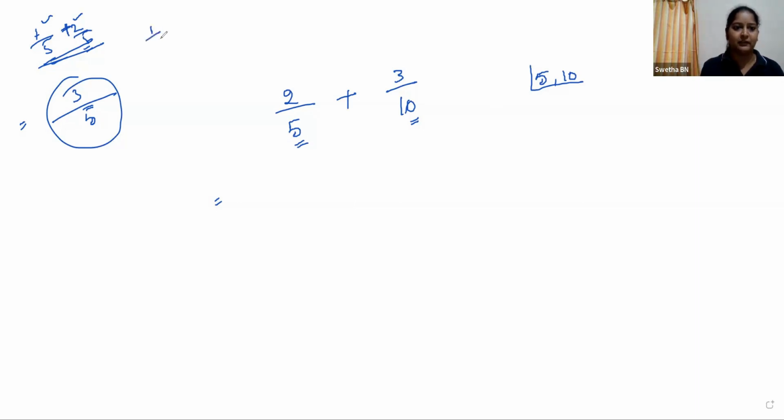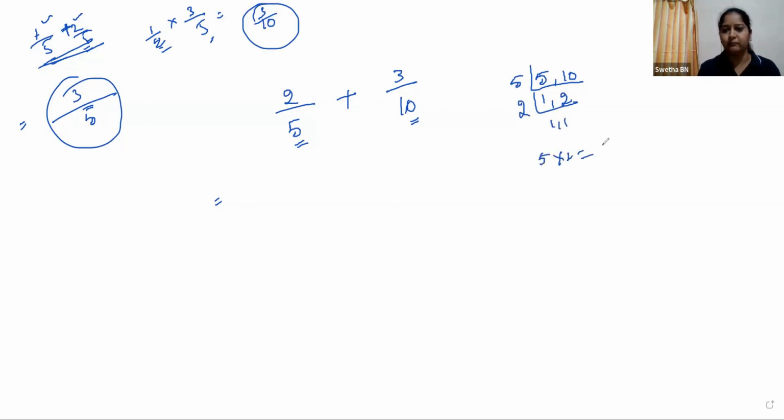Okay, for example, I'll tell you. 1 by 2 into 3 by 5 means here no need to take LCM because we write directly 5 2s are 10, 3 1s are 3, right? So in case of addition and subtraction only, you have to take LCM. Now 5 and 10 are the denominators. So I will divide by prime numbers only. So 5 ones, 5 twos, right? So you can stop here itself or you can divide by 2. So what is your LCM? LCM is 10, right?